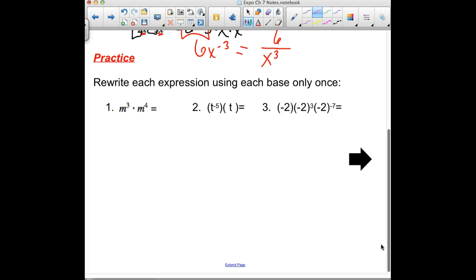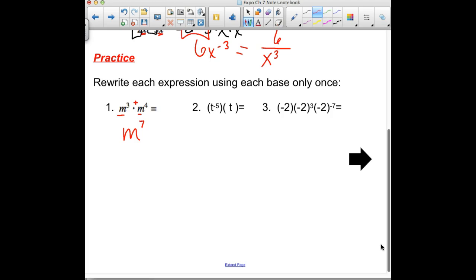Let's look at some examples. We've got m to the third times m to the fourth. We want to write this using each base only once. That means any common bases we want to be able to put together. So we want to write this as just m to some power. And our shortcut says as long as our bases are the same, we can add our exponents. So we would have m to the seventh.